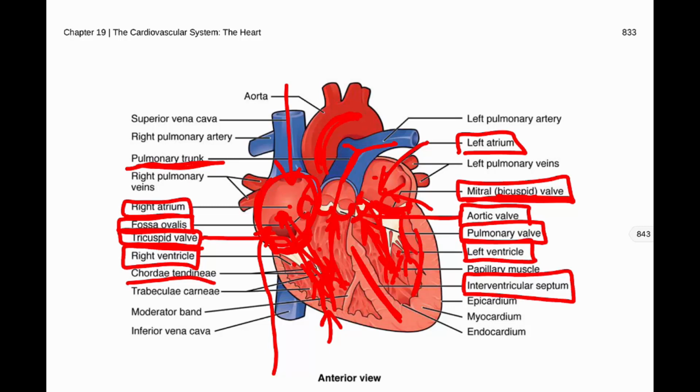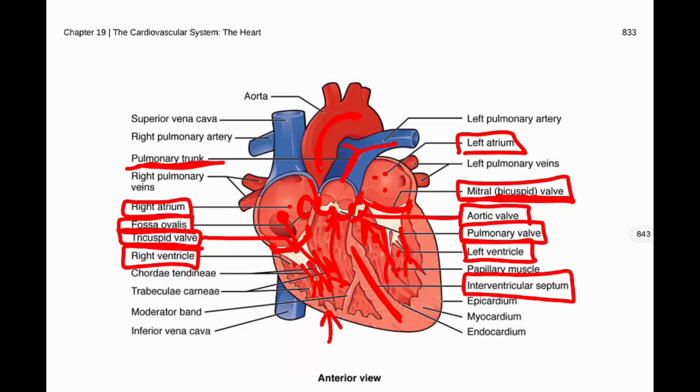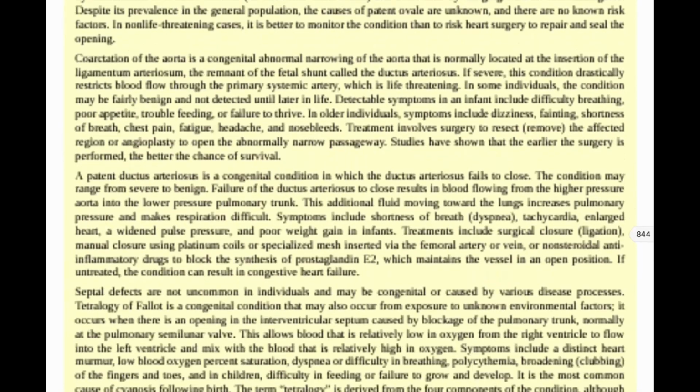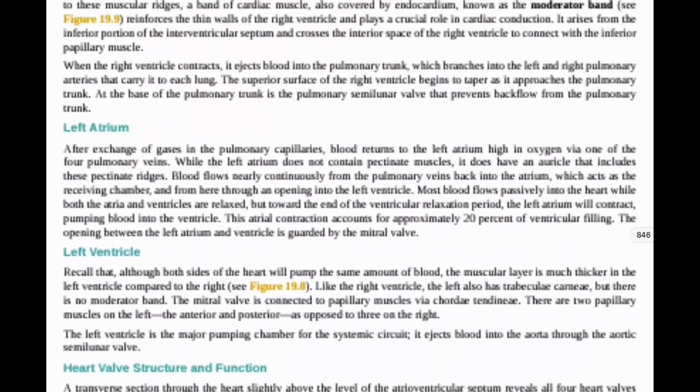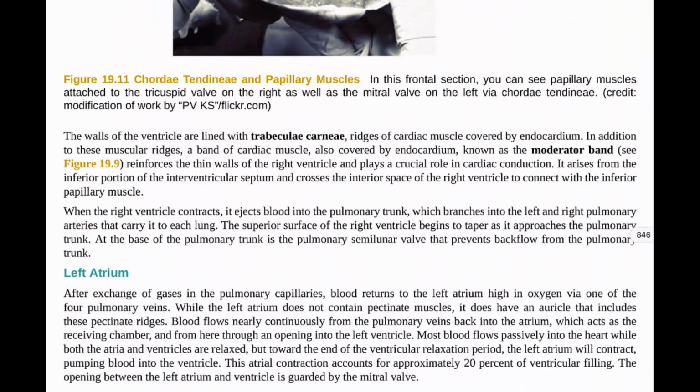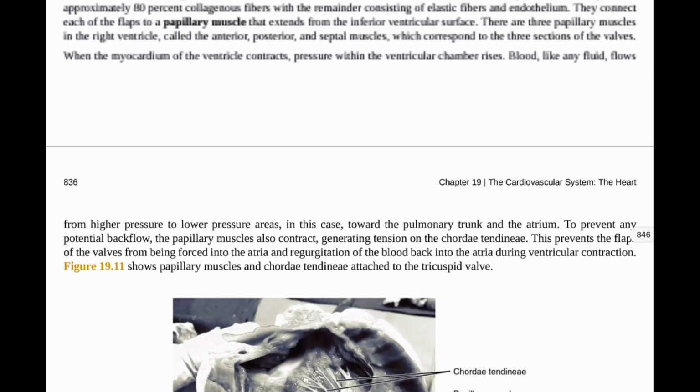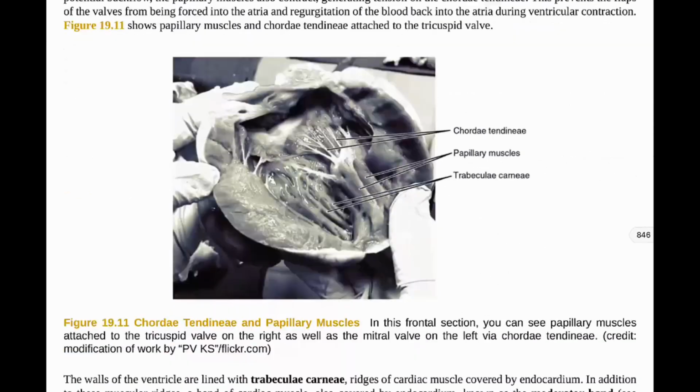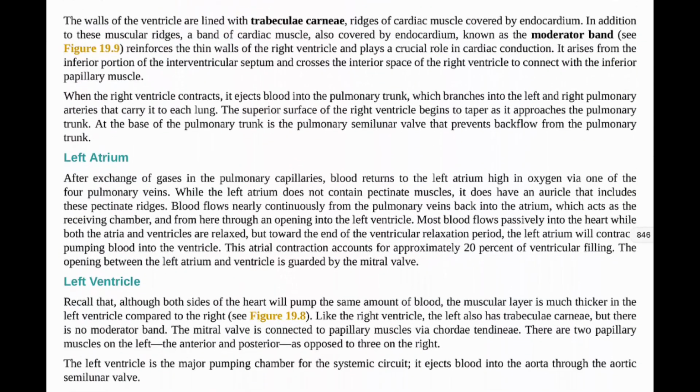So we will scroll down to those sections. All right, we're going to finish up talking about some of the other muscles here, though. So we're going to talk about our trabeculae carneae. So the walls of our ventricle are lined with our trabeculae carneae, which are ridges of cardiac muscle covered by endocardium. So we have lots of muscle ridges in there, and that's our trabeculae carneae. So that's different from our myocardium, which is the big, thick layer of muscles.